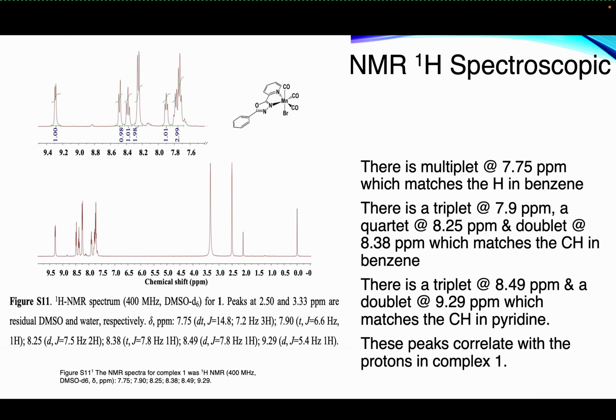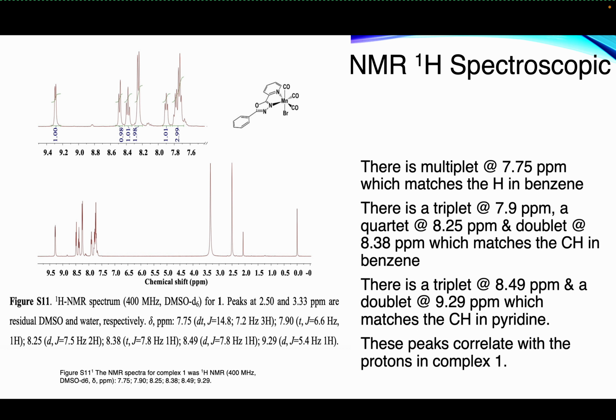The proton NMR spectroscopy, again, this was done to help confirm the actual structure, but I do want to point out a few peaks. There was a multiplet at 7.75 parts per million that matched the hydrogens in the benzene ring, as well as a triplet at 7.9, a quartet at 8.25, and a doublet at 8.38 parts per million.